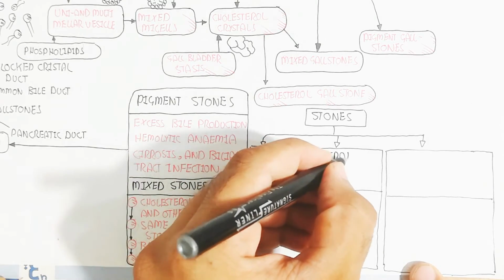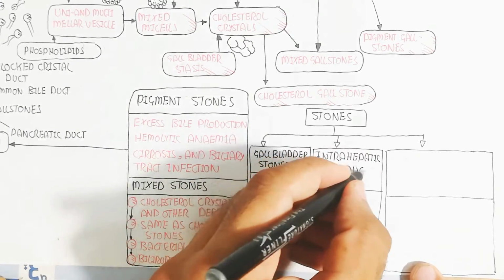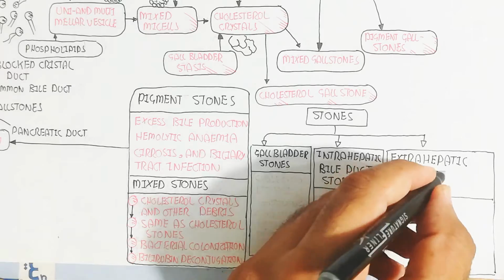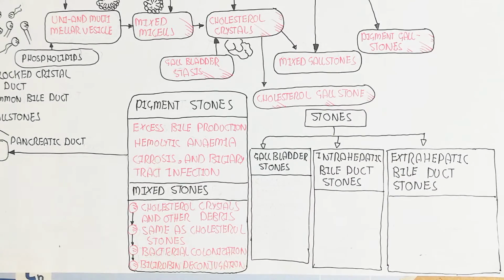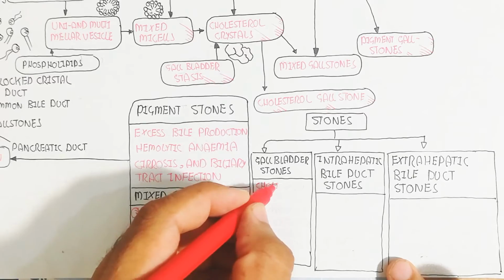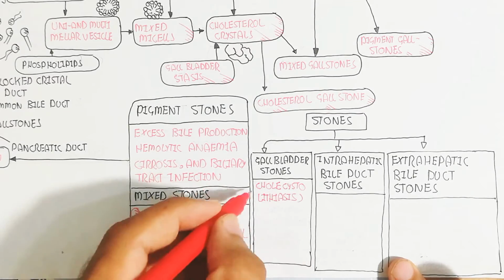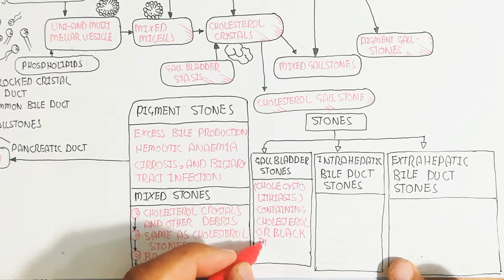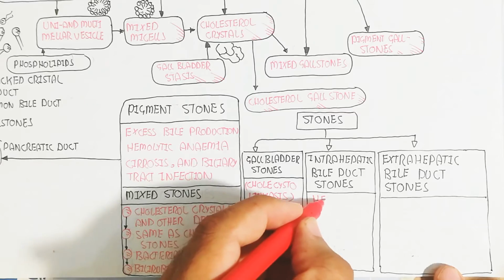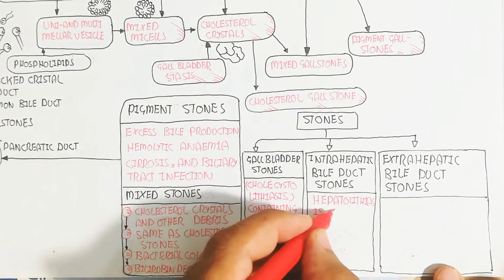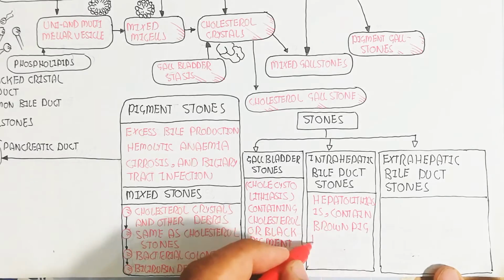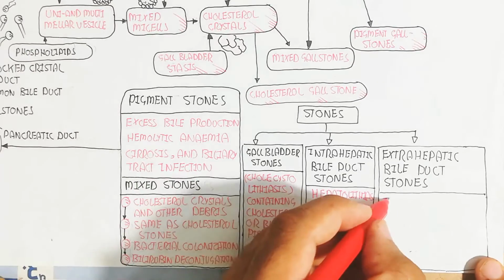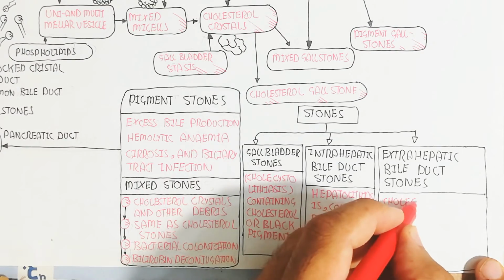The stones can be of different types, again I am explaining to you: the gallbladder stone, the intrahepatic bile duct stone and the extrahepatic bile duct stone. First of all, we need to understand the gallbladder stone. Cholelithiasis is the medical term for gallbladder stone, containing cholesterol or black pigment. On the other hand, the intrahepatic bile duct stones lead to hepatolithiasis, and contain brown pigment and cholesterol stone.